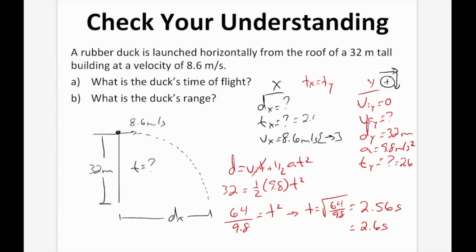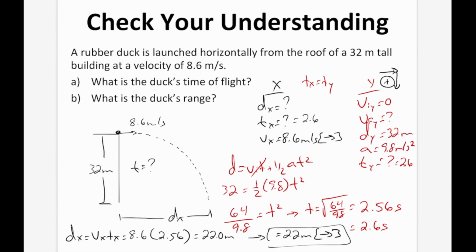So we can write that in, 2.6. B says, what is the range of the duck? Well, Dx is going to equal Vx times Tx, which is going to equal 8.6 times 2.56, 22.0 meters, 2 sig digs equals 22 meters in that direction. So one answer, and there was our first answer right there.